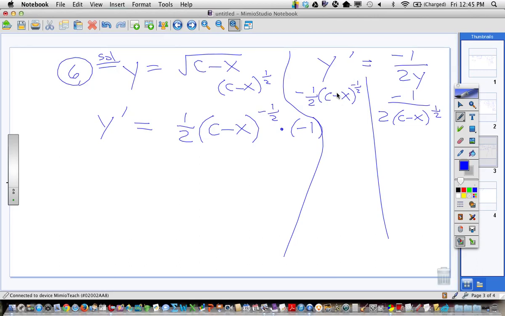Now those two, you can see they kind of are the same. If I just flip this negative power down to the bottom, those two are the same. So it checks.